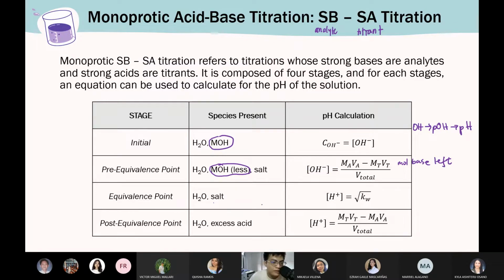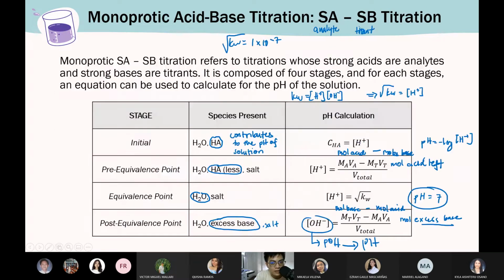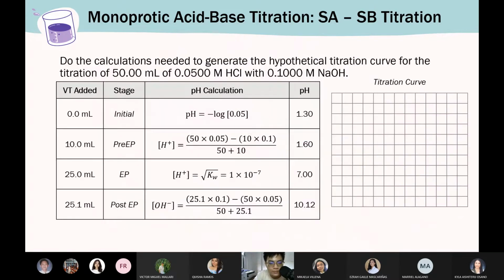At equivalence point, just like earlier, pH equals 7 pa rin yan. And then for post-equivalence, parehas lang siya kanina. But this time, you will actually get the pH. Sa kanina kasi puro mga OH eh, kasi base nga yung ating substance. But in excess acid titrant, you will now get the pH mismo. That is the molarity titrant, volume titrant, minus molarity analyte, volume analyte, over the volume total. Parehas lang dito. Nagkabaliktad lang yung identity of the chemicals present, of the species present.